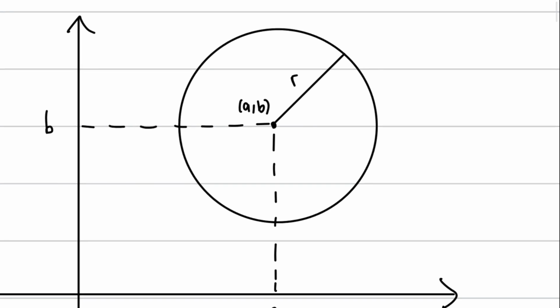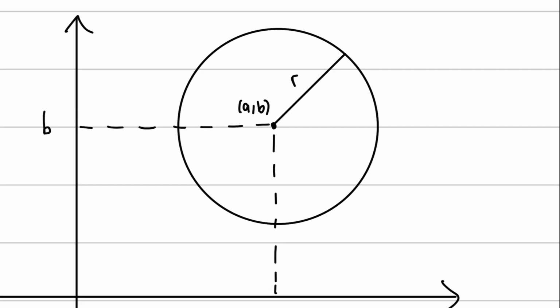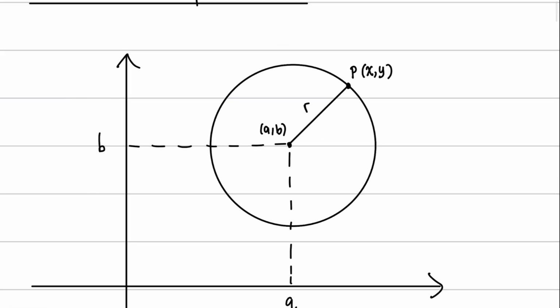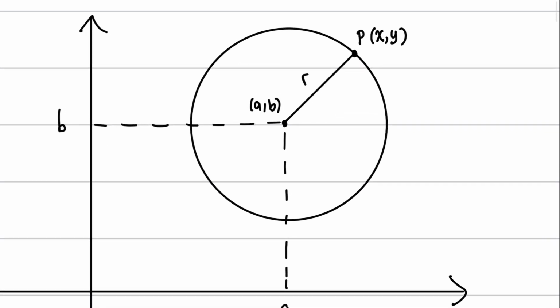So, let's take a random coordinate. Let's take this one, let's call it P. And we know that P lies on this circle. So let's say the coordinate is (x, y). So how do we find the relation between x, y, and our radius and also the center?